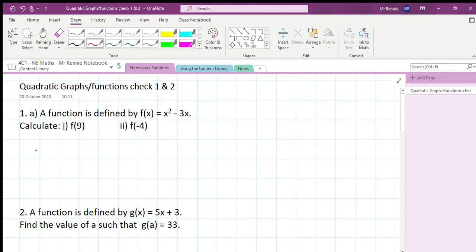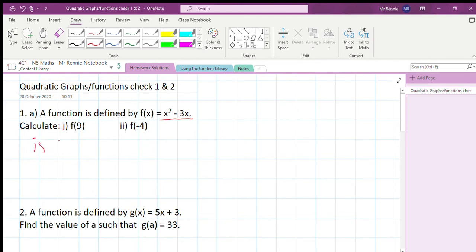Okay, so answering these first questions here, question 1: a function is defined by f of x equals x squared minus 3x. So that's my function there. Calculate f of 9, so we're going to put 9 into there and see what we get out of it. And part 2, we're going to then do the same just with negative 4. Starting off with part 1.